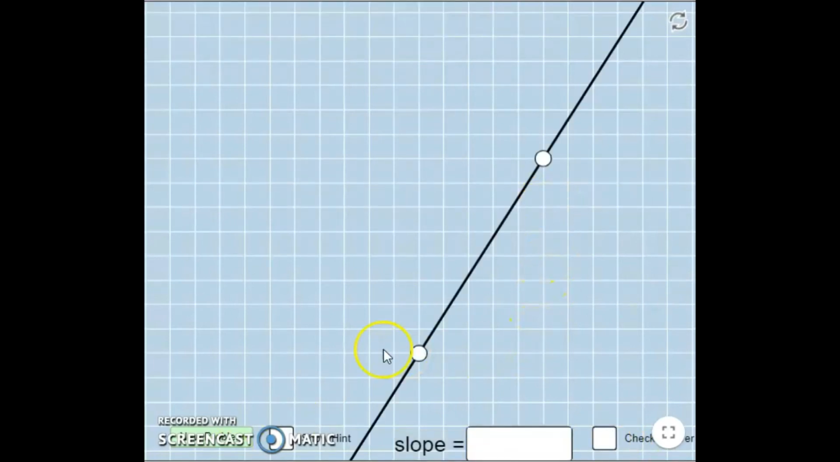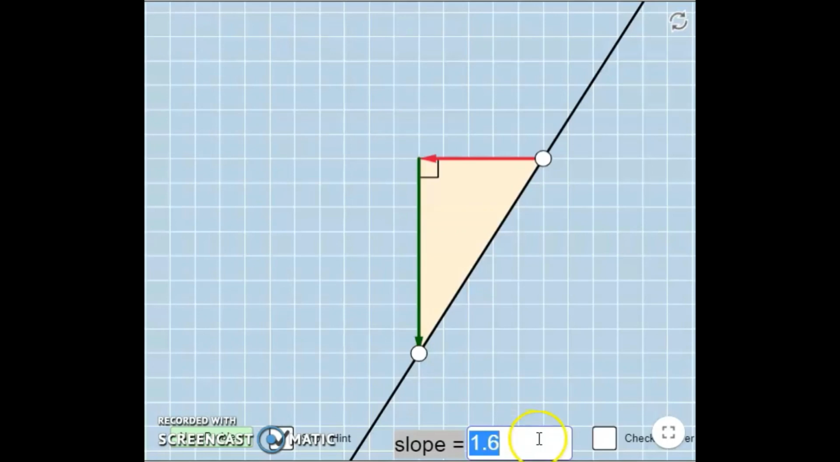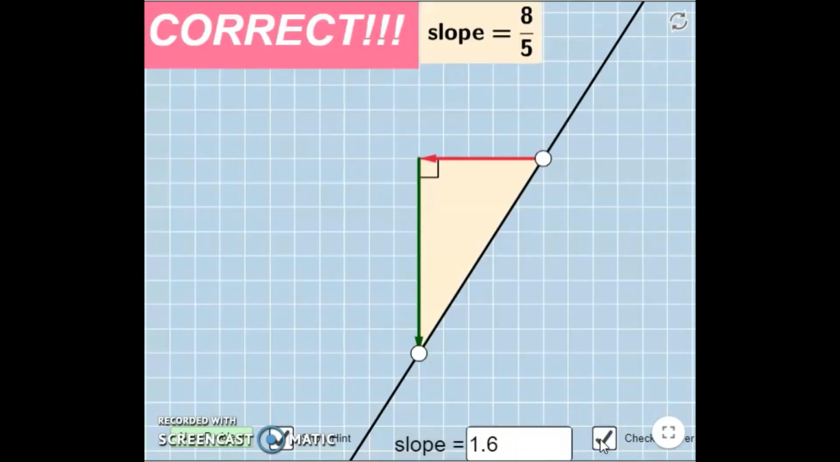And here, my rise, 1, 2, 3, 4, 5, 6, 7, 8, and my run, 1, 2, 3, 4, 5. Let's just see that clearly. And therefore I think this is a slope of 8 over 5, which I could also write as 1.6. And let's check that. Yes, indeed.